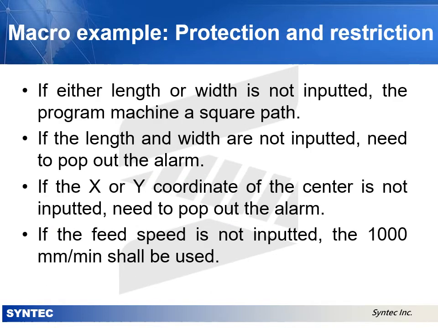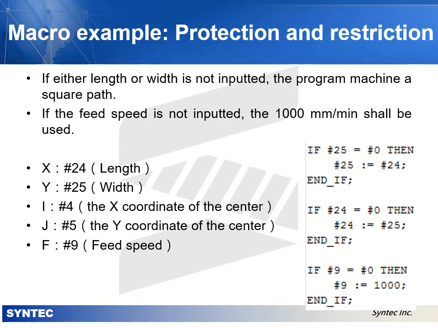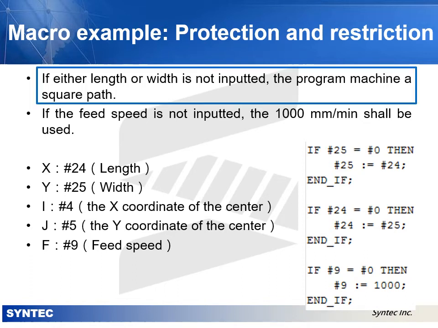Define the conditions and situation for an alarm, based on the protections and restrictions mentioned in the Part 1 video. This is done using the if syntax. This page will introduce the protection without popping out an alarm. First, if either length or width is not inputted, the program machines a square path. Here can be split into two conditions.